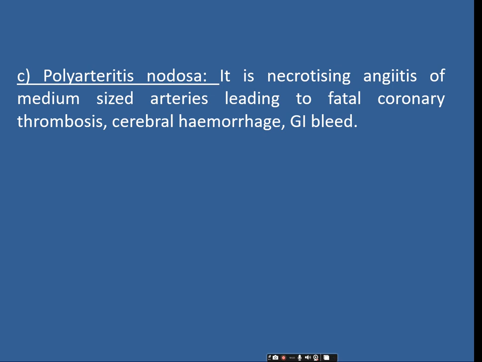So polyarteritis nodosa is a necrotizing angiitis of the medium sized arteries leading to fatal coronary thrombosis, cerebral hemorrhage, and gastrointestinal bleeding. So what will happen here? The arteries which supply the blood, right? Here the arteries will bleed, internal bleeding will be there. So it may cause cerebral hemorrhage.